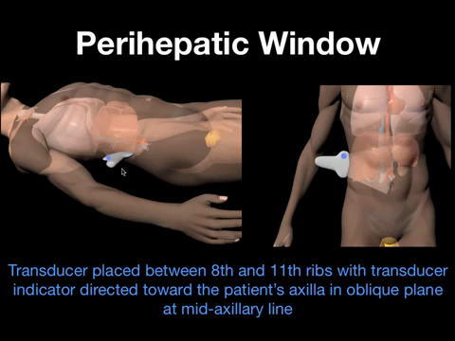So this window is going to be performed with your curvilinear or phased array transducer. The transducer is going to be placed somewhere between the 8th and 11th ribs with the indicator directed towards the patient's axilla, meaning in a cephalad direction. You want to be in an oblique plane so that you're in the intercostal space. You do not want the transducer sitting on a rib, since you're not going to get sound penetration. And you're going to be somewhere at about the level of the mid-axillary line. And this is going to provide you with a window of the liver and the kidney, and then the space between there where free fluid should be localized.